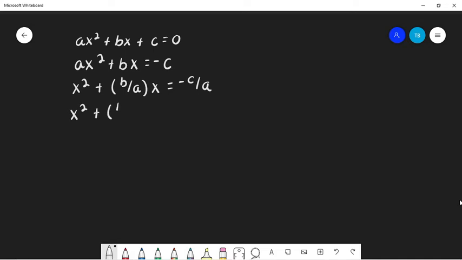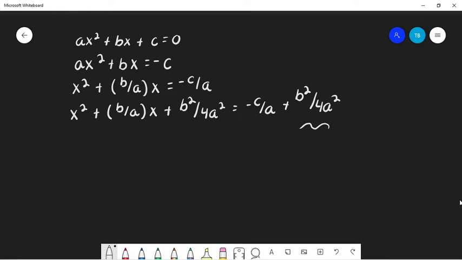x squared plus b over a x plus b squared over 4a squared equals negative c over a plus b squared over 4a squared. So again, all we did was add b squared over 4a squared to both sides of the equation. Alrighty, now on the left-hand side we have a perfect square trinomial.